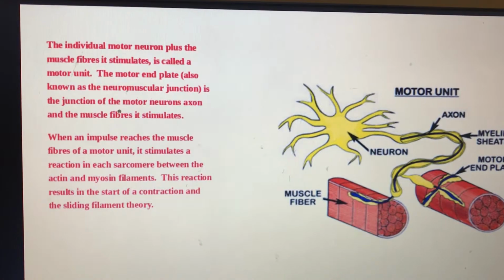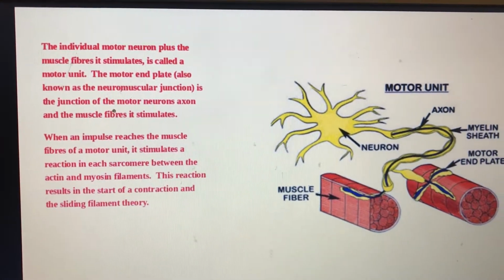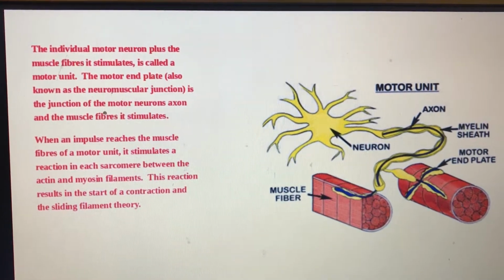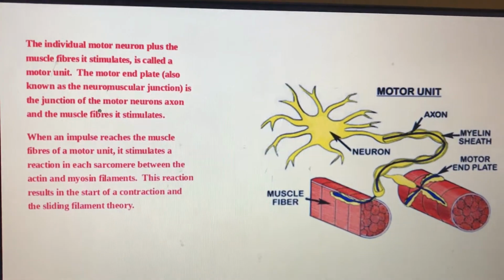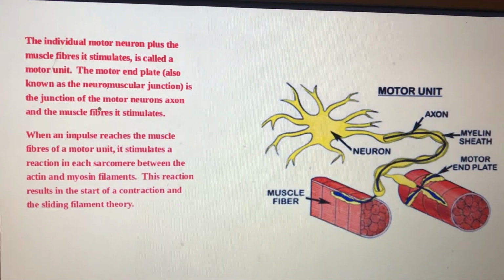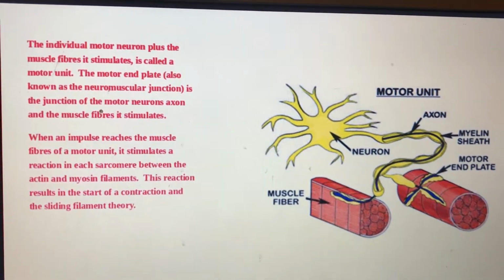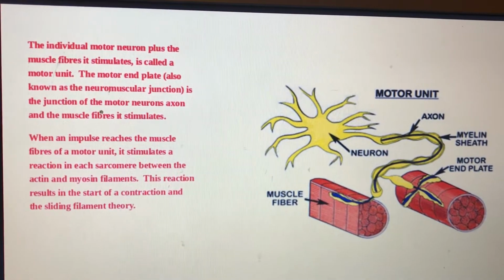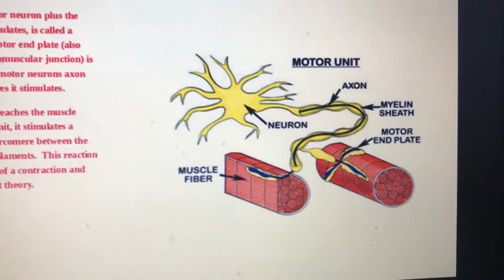The motor end plate, also known as the neuromuscular junction, is a junction of the motor neuron's axon and the muscle fibers it stimulates. When an impulse reaches the muscle fibers of a motor unit, it stimulates a reaction in each sarcomere between the actin and myosin filaments. This reaction results in the start of a contraction and the sliding filament theory.